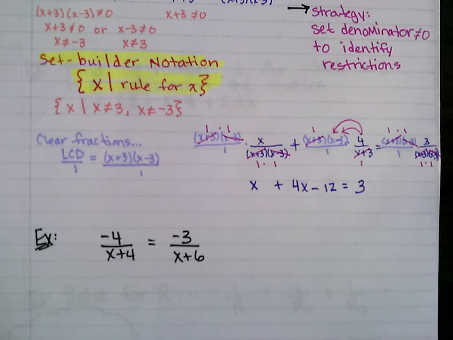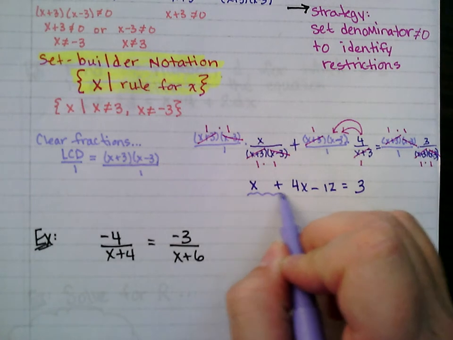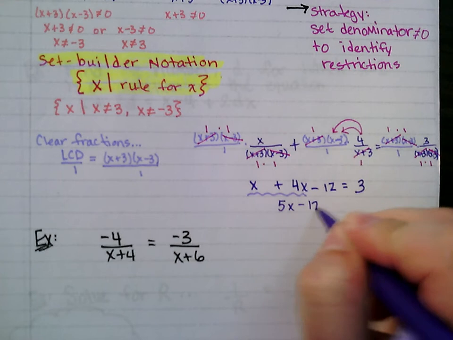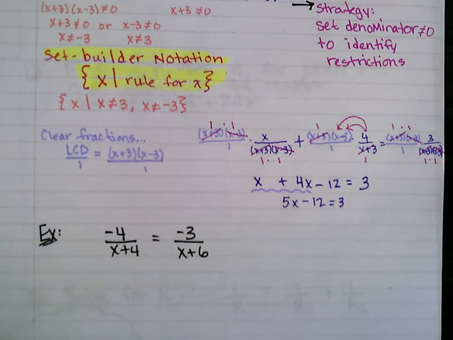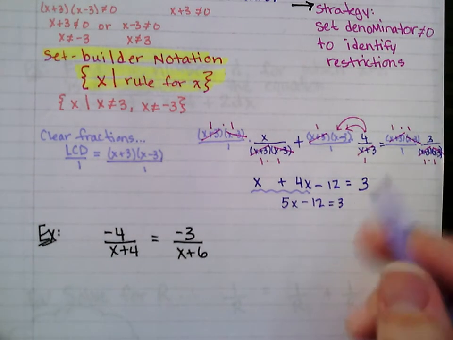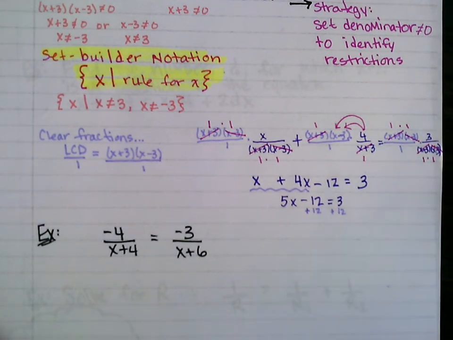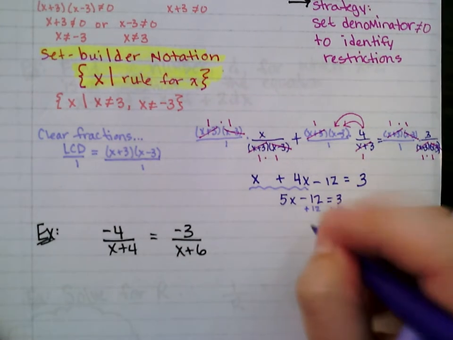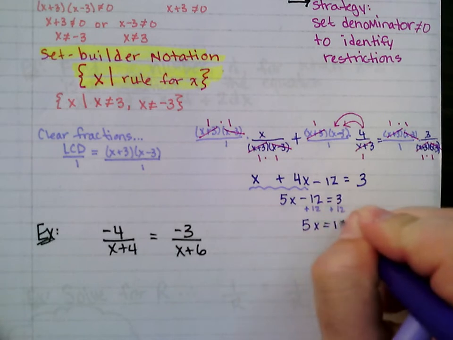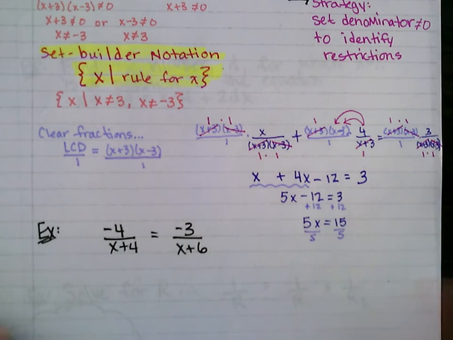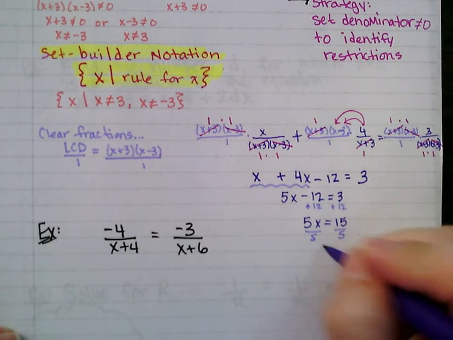So now our equation is a lot more simple. I am going to combine like terms here. So that's going to give me 5x minus 12 equals 3. Then I will go ahead and add that 12 over to both sides. So that leaves me 5x equals 15. Divide both sides by 5. And I get x equals 3.